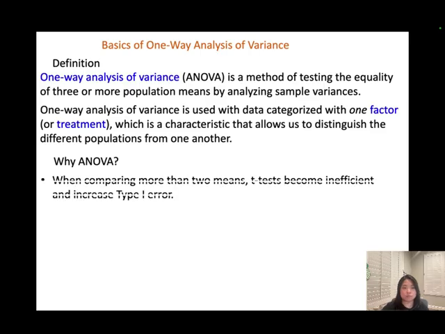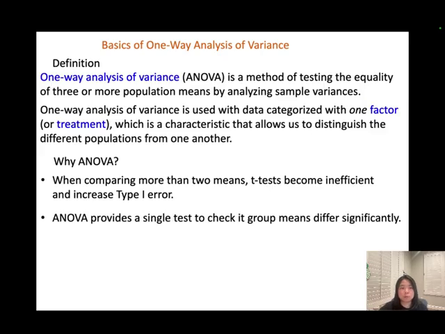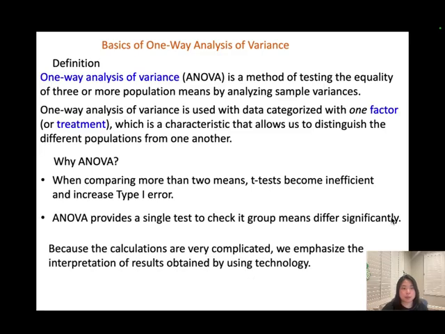Why ANOVA? When comparing more than two means, t-tests become inefficient and increase the type 1 error. So if we have more than two populations and we still use the t-test, that will increase the type 1 error. ANOVA provides a single test to check if group means differ significantly. Because the calculations are very complicated, we emphasize the interpretation of the results obtained by using technology.